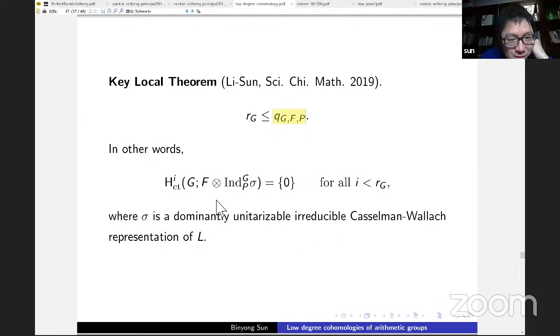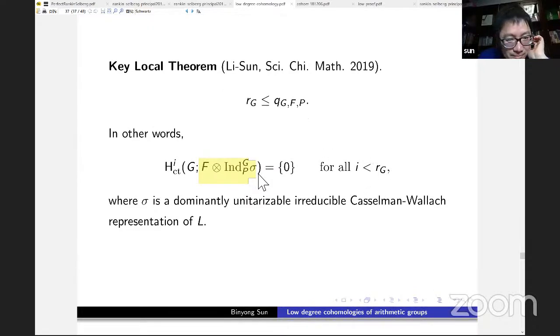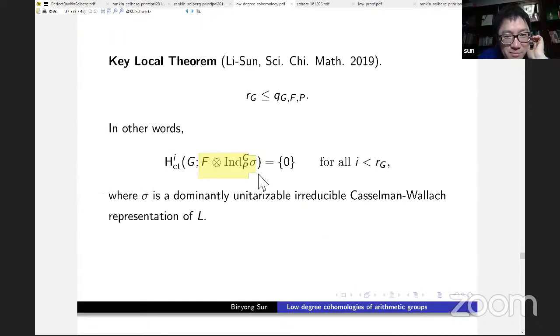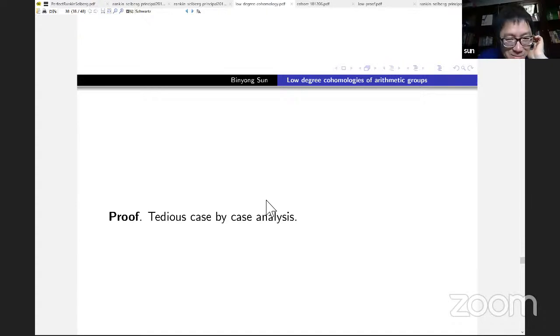So in other words, consider this cohomology, the tensor product of a finite dimensional representation with an induced representation, okay? But in this induced representation, we require this sigma to be dominantly unitarizable, okay? For every such sigma, the cohomology vanishes for all i less than r_G, okay? So for such an induced representation, the continuous cohomology vanishes in all degrees i less than r_G. So these cohomology spaces vanish at low degree. Okay. The proof is just by tedious case by case analysis.